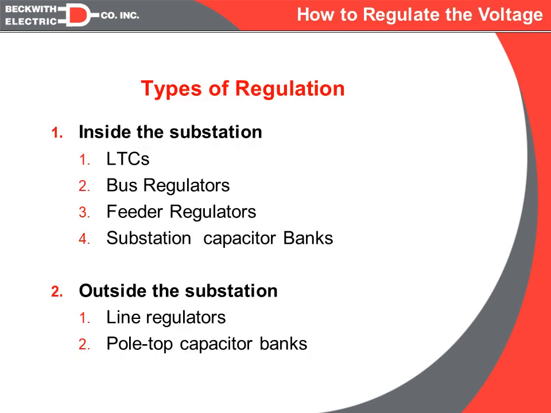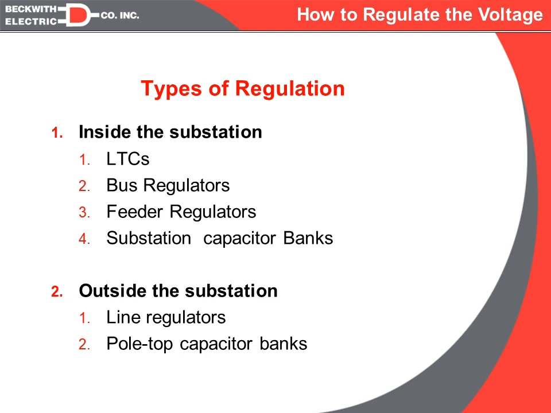So, as we finished up our last session, we have apparatus both within the substation fence and then downline that will allow us to vary the voltage as the load is varying. Within the substation fence, we have load tap changing transformers or bus regulators that can regulate the bus voltage. Or we can leave the bus voltage unregulated and regulate the voltage at each individual feeder using feeder regulators.